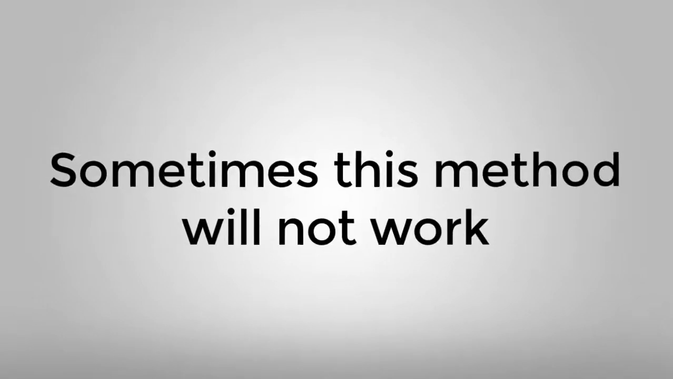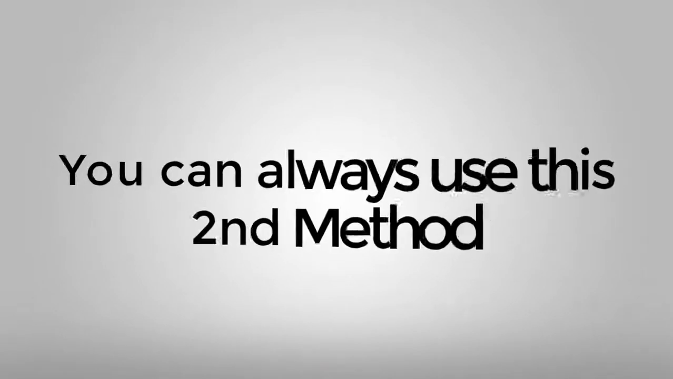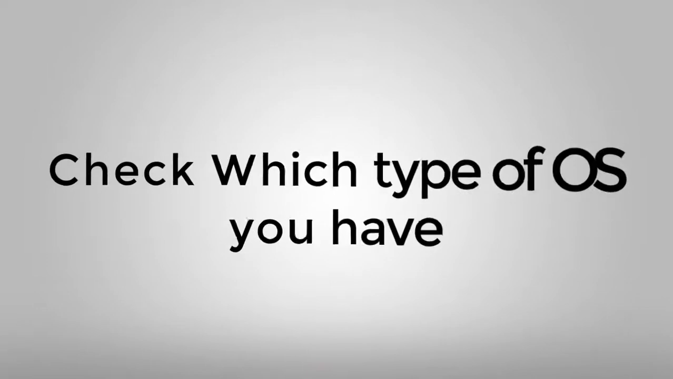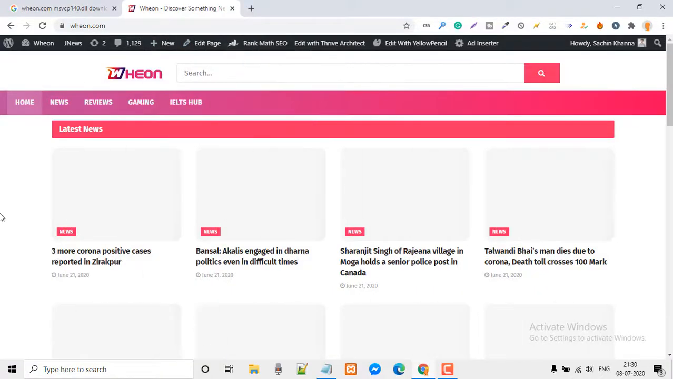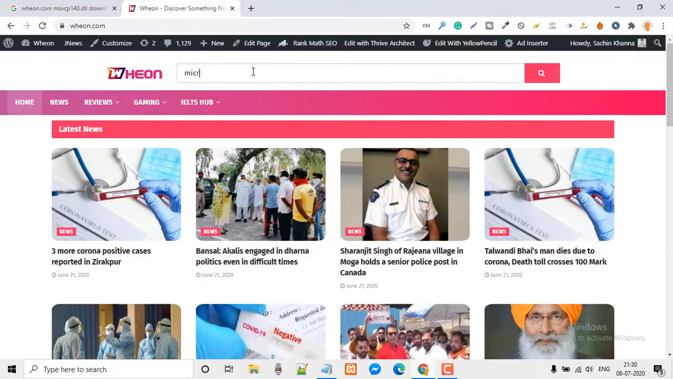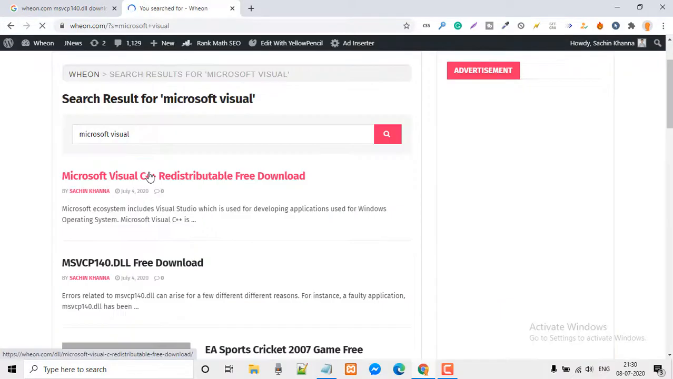Now sometimes this will not work, but that's a rare case. So you can use the second method. The first thing is the same, you need to check which type of operating system you have, and then open your browser and head over to google.com. Now in the search bar, search for Visual C++, and now open this first link.